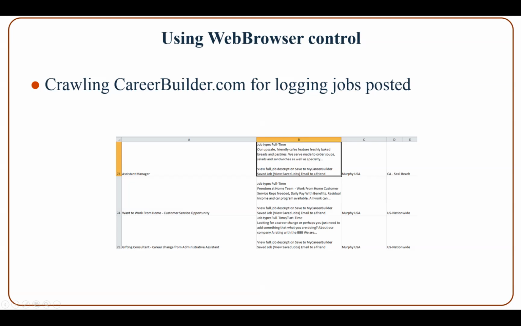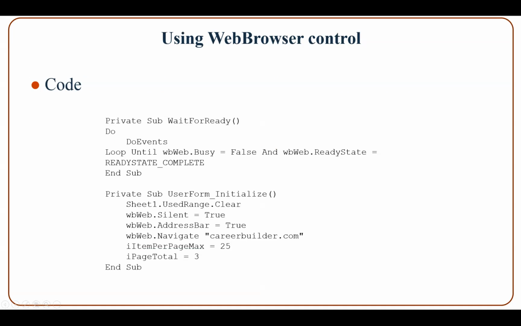And write to a worksheet. As you can see, column A stores the title, column B stores the description as well as the locations. Allow the code to wait until the web browser becomes ready.